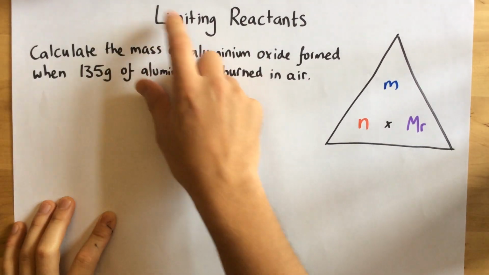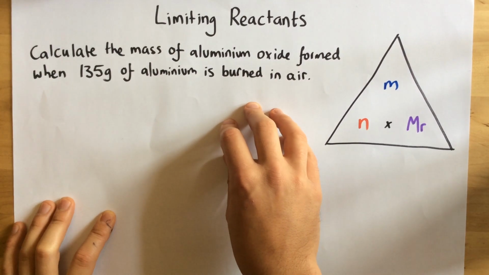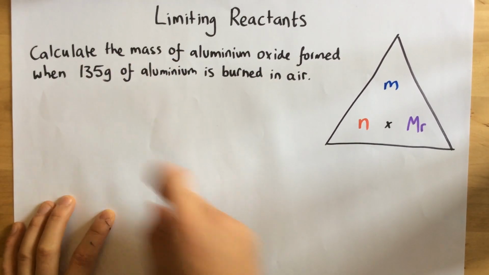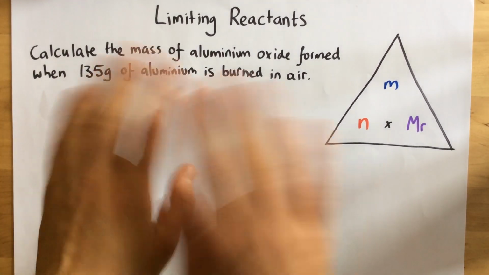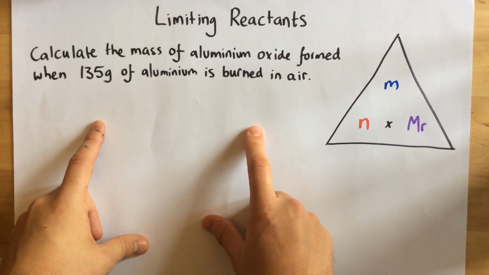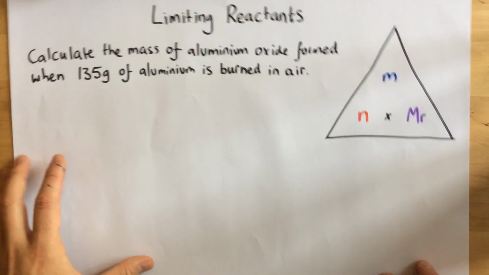Okay, today I'm going to talk to you about limiting reactants. We're going to see how to work out the mass of a product based upon information about the mass of a reactant. In a chemical reaction, a reaction stops when all of the reactants are used up. So the mass of the product is limited by the amount of reactant that we start off with.